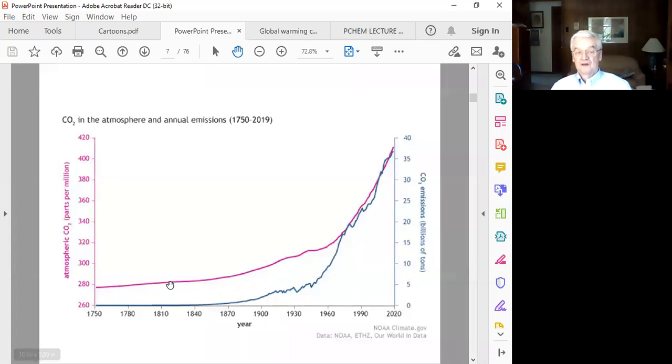So early on, you can see the CO2 concentration was quite flat. In the 1800s, as you all know, the Industrial Revolution started. We started having railroad trains burning coal and stuff like that. But it's only when really automobiles kicked in the early 1900s that this started rising.